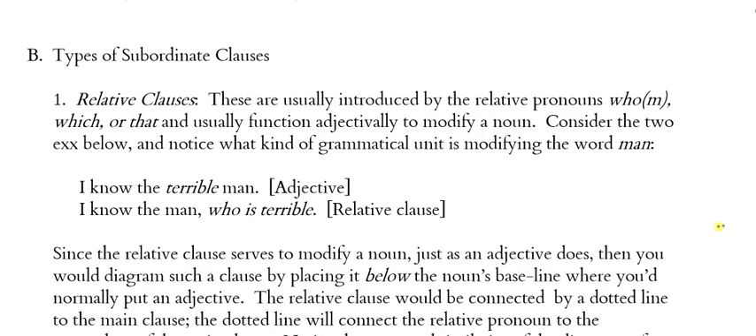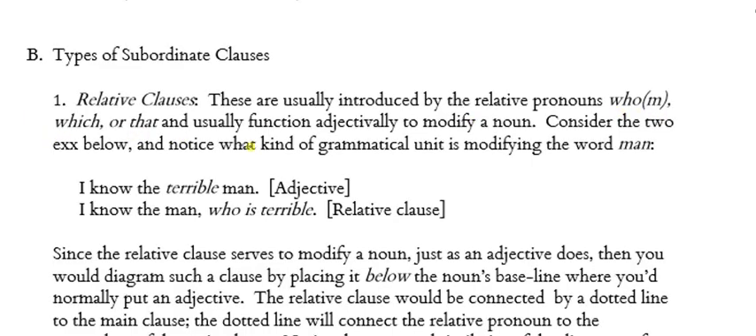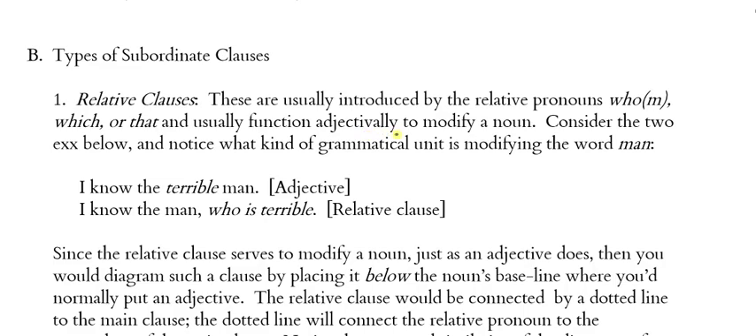Now let's talk about the types of subordinate clauses. We've previewed this already, but I'm going to make it more explicit now. We could have relative clauses. Relative clauses are subordinate clauses. They are usually introduced by the relative pronoun who or whom, which or that, and usually function adjectively to modify a noun. Consider the two examples below and notice what kind of grammatical unit is modifying the word man.